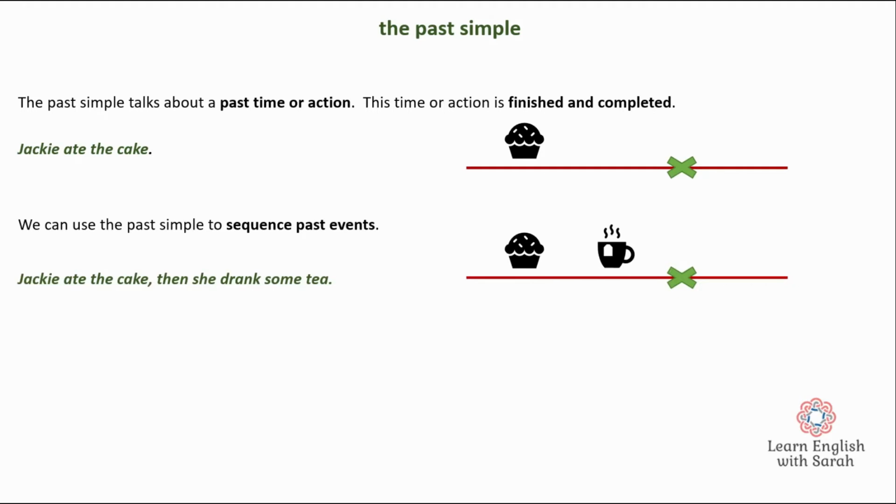We can use the past simple for sequencing events, and this is a really important thing to remember, particularly for next time when we look at the difference with past simple and past perfect. So Jackie ate the cake and then she drank some tea. So that's 1, 2.